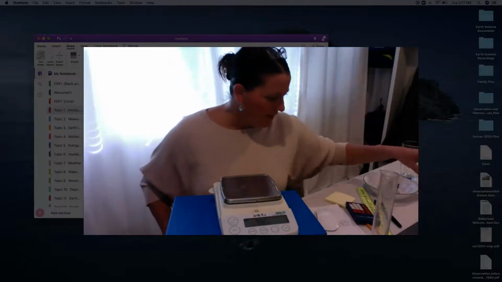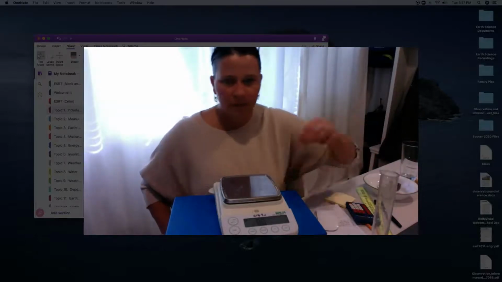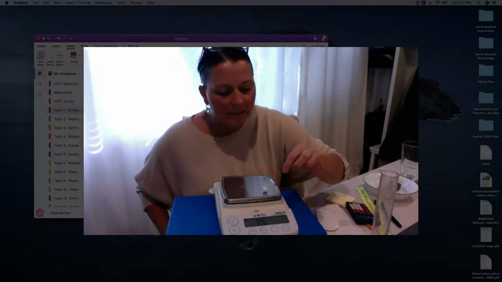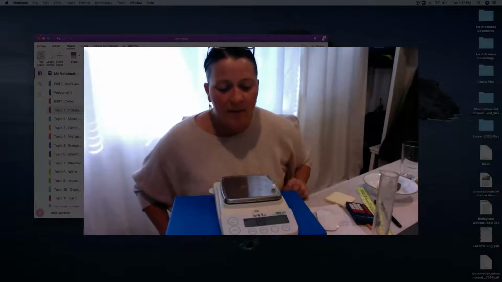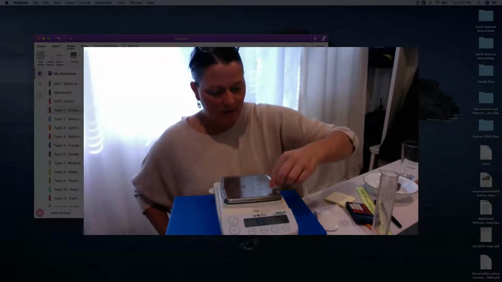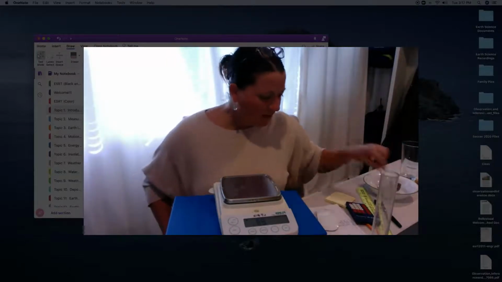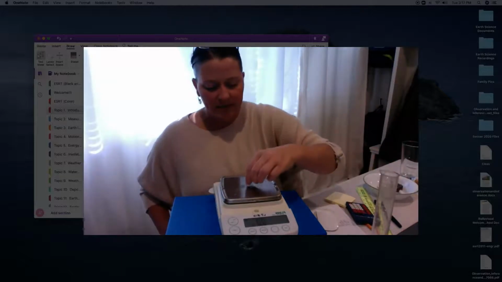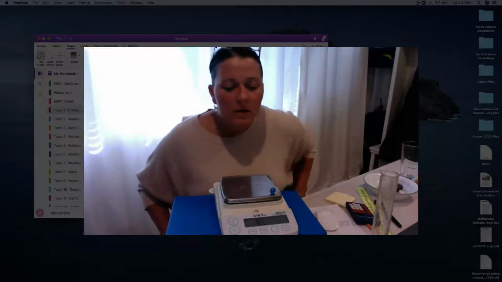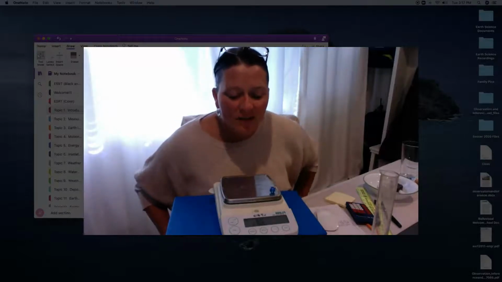I'm going to get the mass of my next object, which is my plastic sphere. It may roll off a little bit, but we got some nice little edges here. My plastic sphere is 0.9 grams. Okay, take this off, and I'm going to go to my glass sphere. My glass sphere is 3.8.